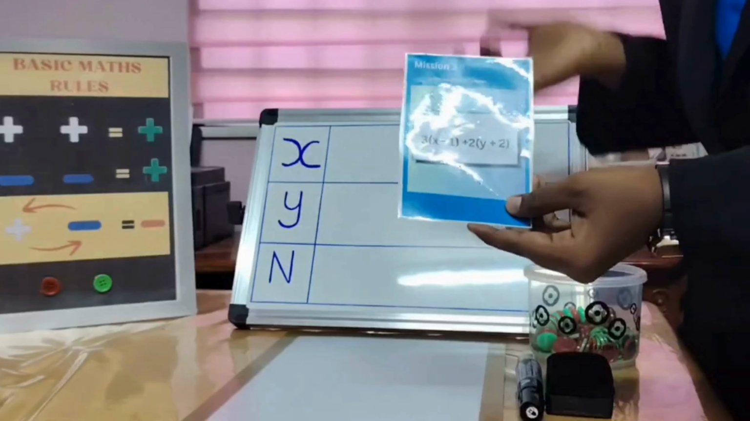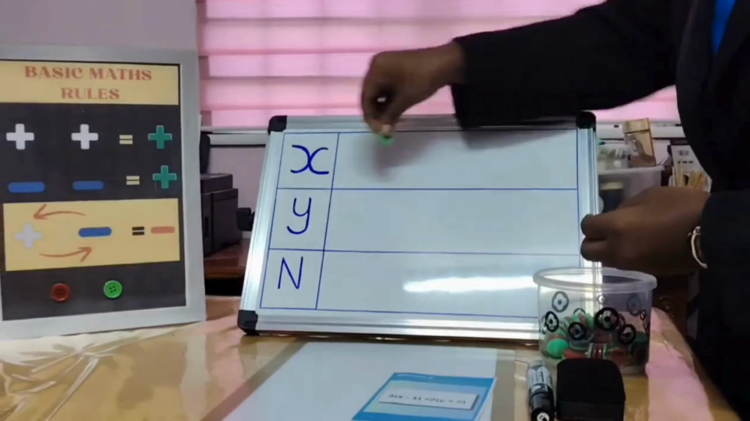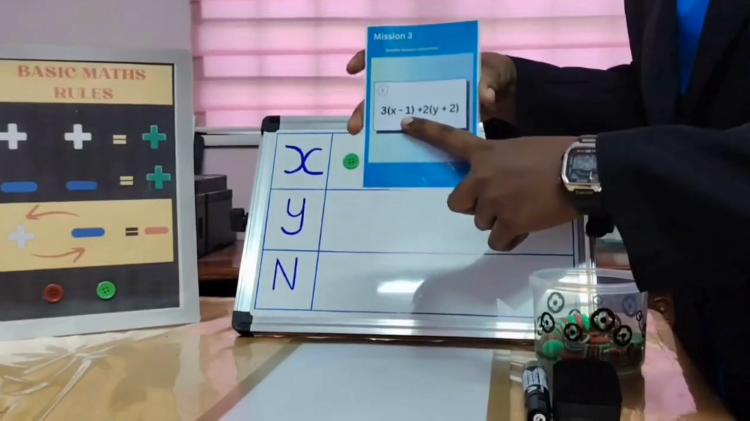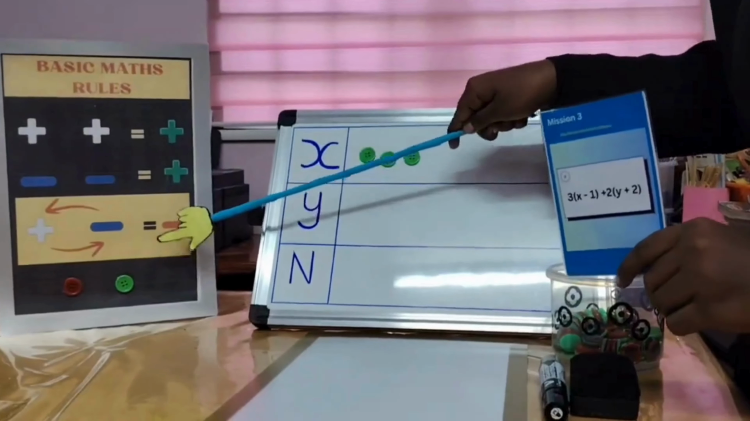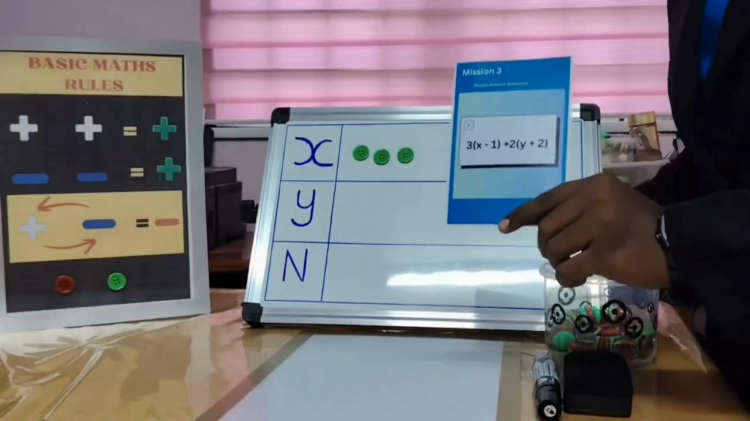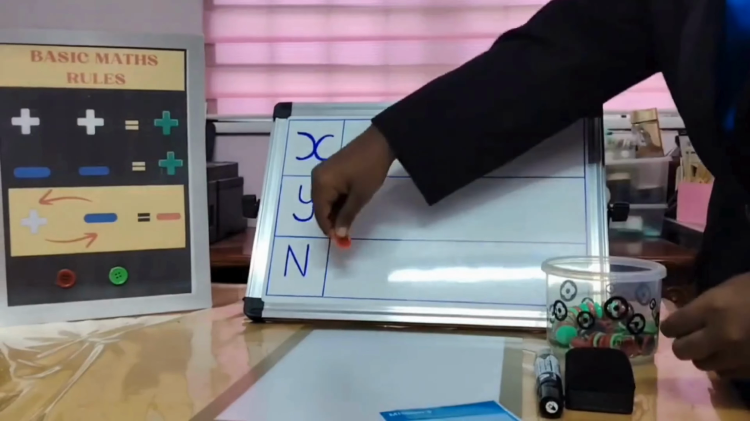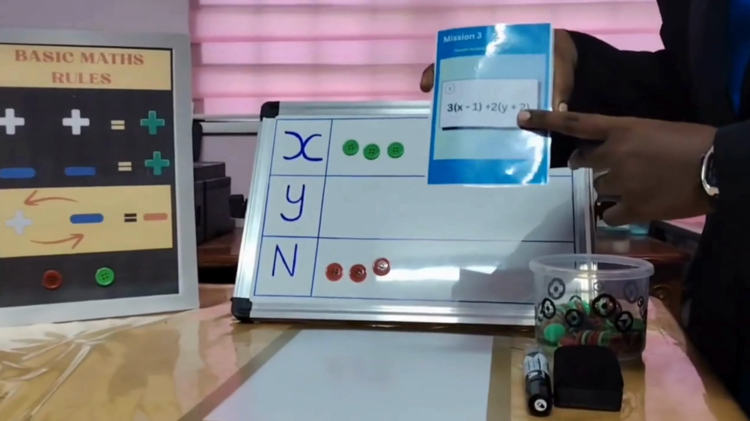3 times x is 3x, which is a positive number. So we are going to put 3 green buttons in column x. 1, 2, and 3. Now, positive 3 times negative 1. As per the rules, positive times negative equals negative. So positive 3 times negative 1 equals negative 3. So we are going to put 3 red buttons in column n. 1, 2, and 3.